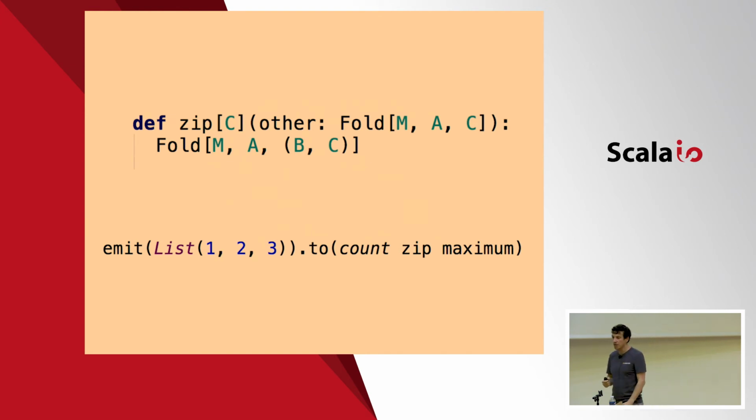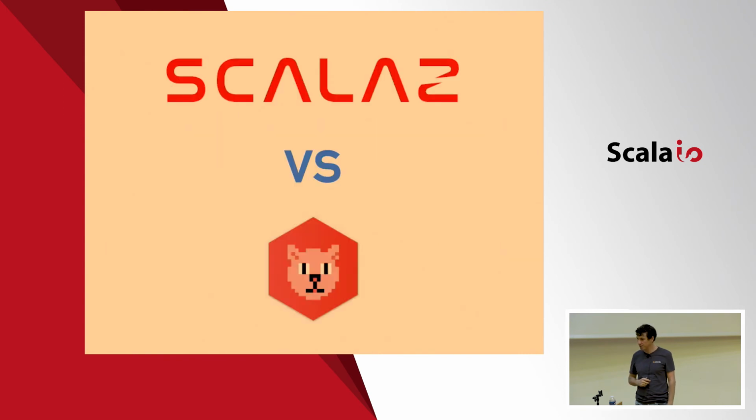So on a very simple example like this, you would have emitting elements like 1, 2, 3, and you want both to count the number of elements and find out which one is the maximum. You can implement this as two folds, one for counting, one for getting the max. You zip them together, and then you can have in one pass all the information you need. So that's basic stream processing.